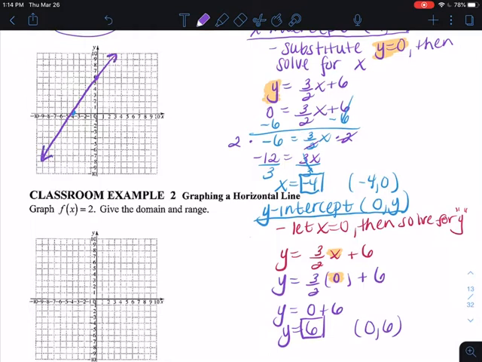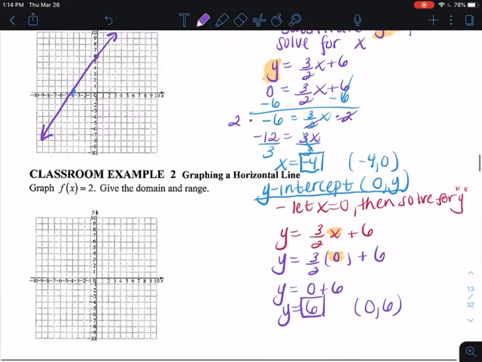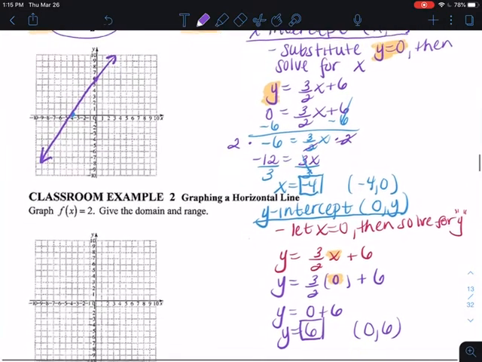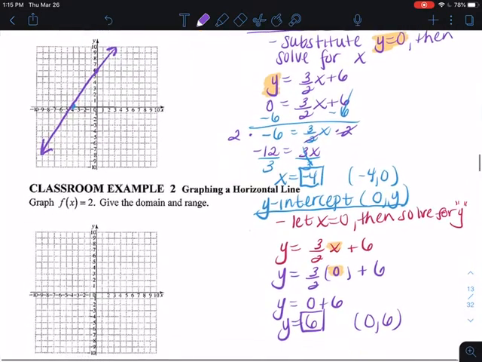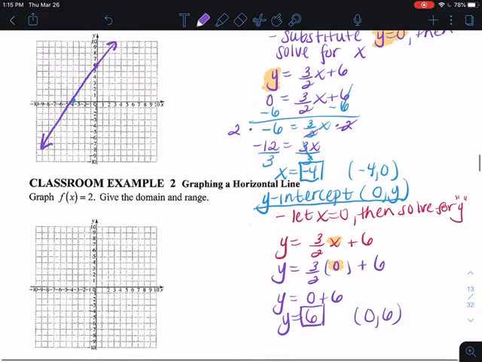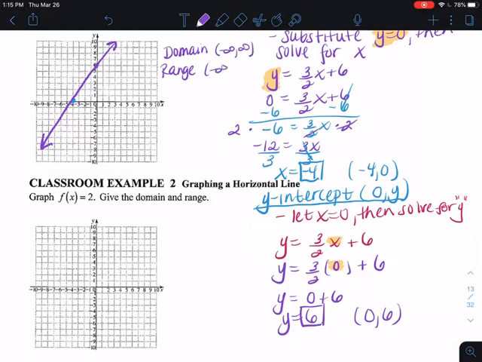So in MyMathLab, you'll plot those 2 points, choose the line feature, and it will graph it for you. So that's how you find x and y intercept. The domain and range for this graph would be all real numbers. So domain and range are both negative infinity to infinity.